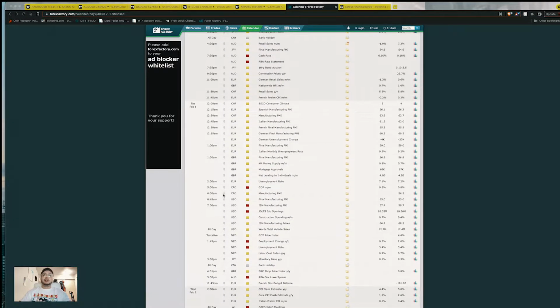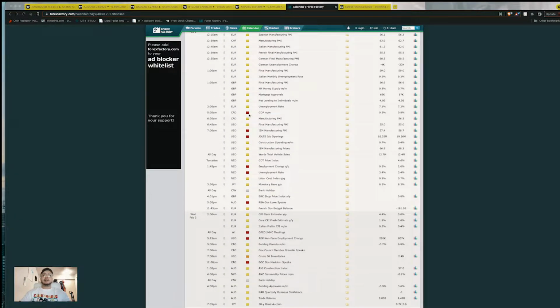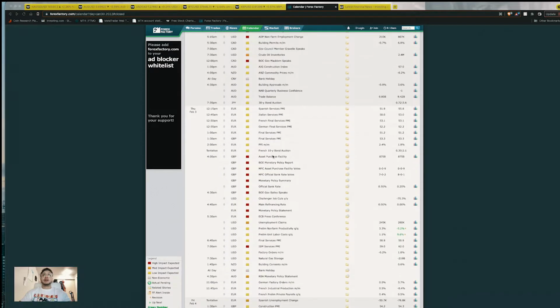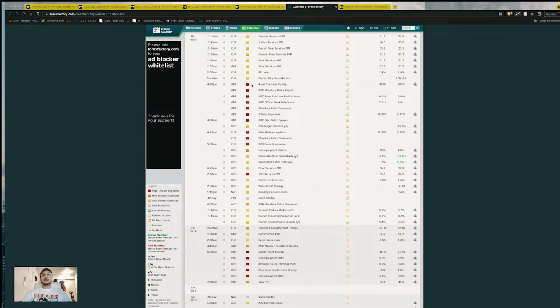Then we have a little bit of high impact news on Tuesday, some NZD and some Canadian dollar, as well as some USD news during New York session, about 2 hours into New York session. On Wednesday, we have some high impact news for the Canadian dollar as well as the US dollar. On Thursday, we have high impact news for the Great British Pound, and this is at 4 a.m.